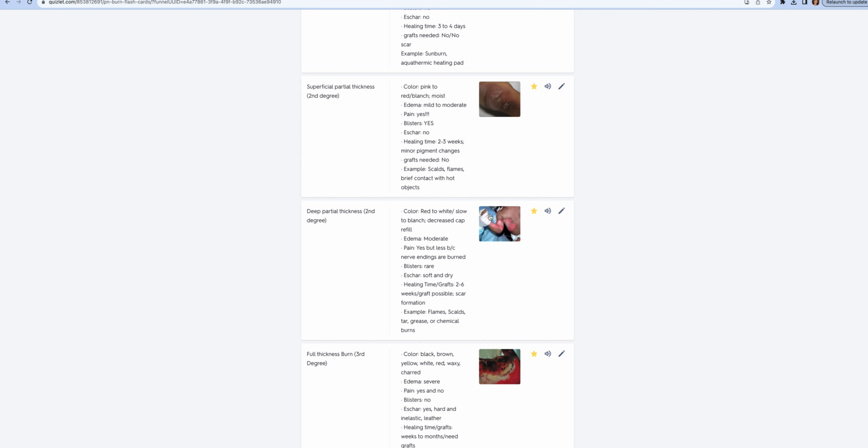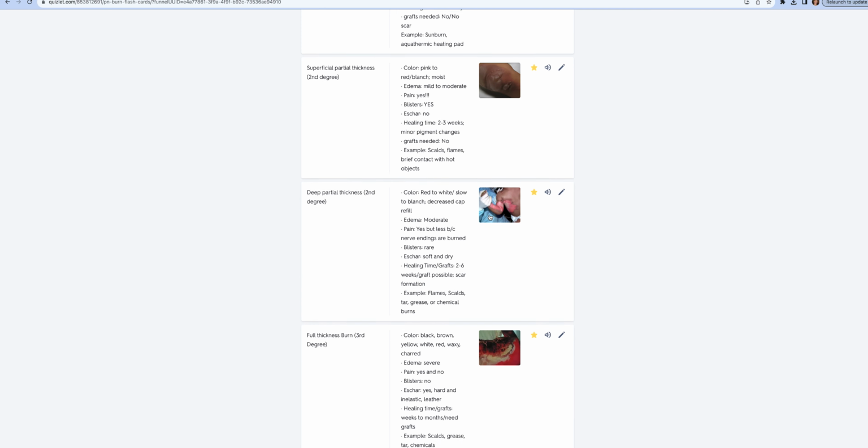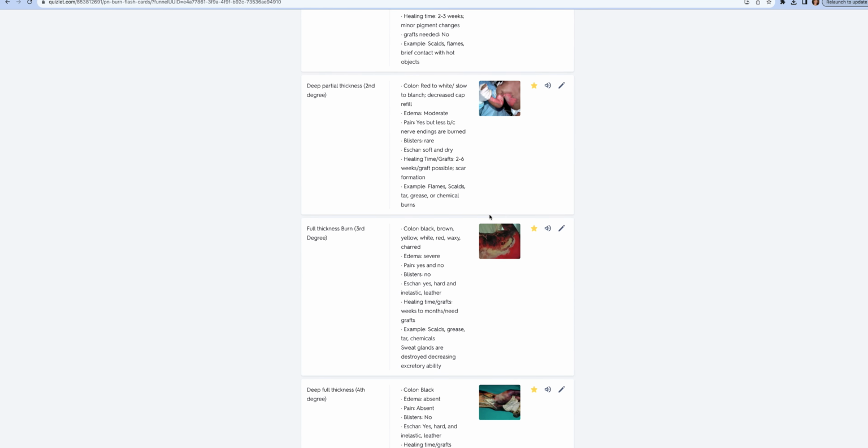With deep partial thickness, the color white shows up. It's going to be slower to blanch and it'll have a decreased capillary refill if it's on a limb, right? Edema is going to be moderate. They're still going to have pain, but it's going to be less so than superficial partial thickness. Rare blisters. Eschar is going to be soft and dry. They're probably not going to need grafts. If there's still a dermal layer, some of the dermis in the burn, that can regenerate itself.